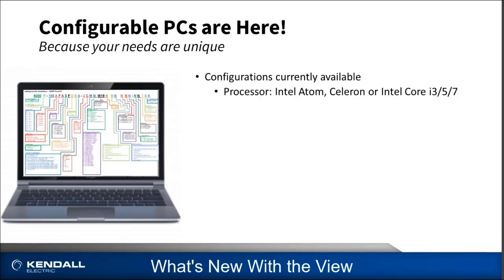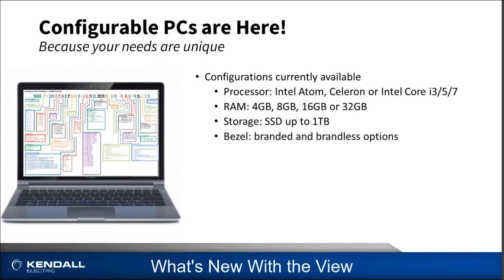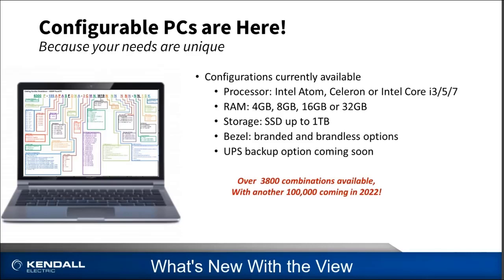Configurations currently available include processor selections of Intel Atom, Celeron, or Intel Core i3, i5, or i7 processors. RAM ranging from 4 gig all the way up to 32 gig. Storage, solid state drives up to 1 terabyte, as well as different bezel options, as previously mentioned, or even branded and brandless options. And also coming soon is a UPS backup option. So we now have over 3,800 combinations available, with another 100,000 coming in 2022.